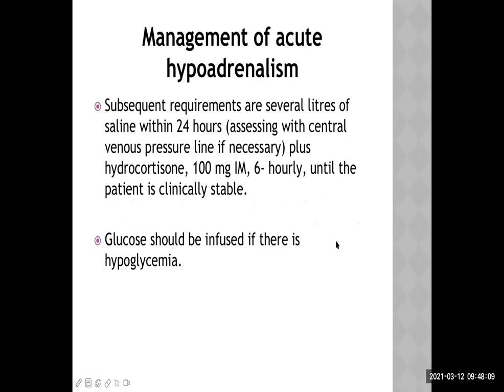Now, after that, we have to give several liters of normal saline or lactated ringer within 24 hours. It depends on the rehydration level of the patient, and that is judged by pulse volume, blood pressure recovery, and central venous pressure. Okay, and after that, we continue to give hydrocortisone 100 milligram intramuscular every 6 hourly until the patient is clinically stable. Because this is a disease where cortisol level is very low, so hydrocortisone is routinely given from outside. Hypoglycemia, if it is there, we have to give glucose.